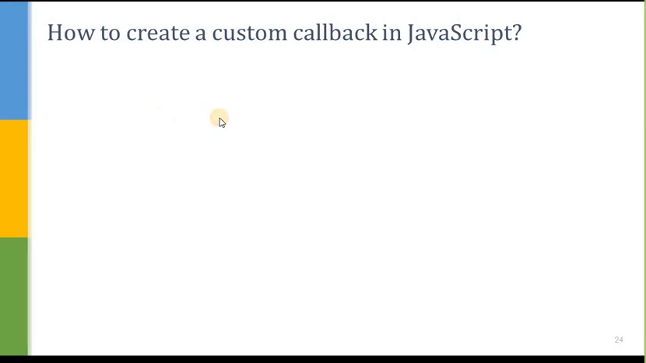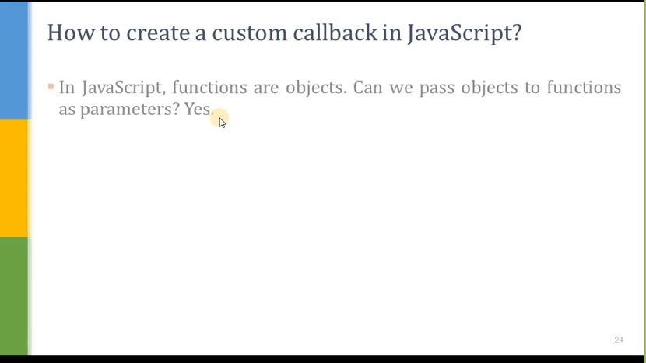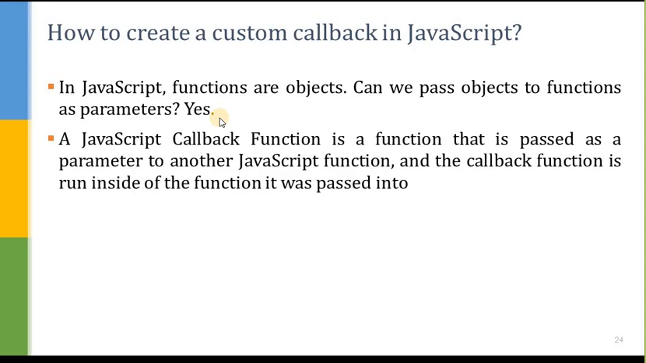You probably know that everything in JavaScript, just like string, object, array, these all are objects. So is a function an object? Yes. So the next question is, can we pass an object to a function as a parameter? The answer is yes. So whenever we pass a function as a parameter to some other function, this is called a callback in JavaScript.